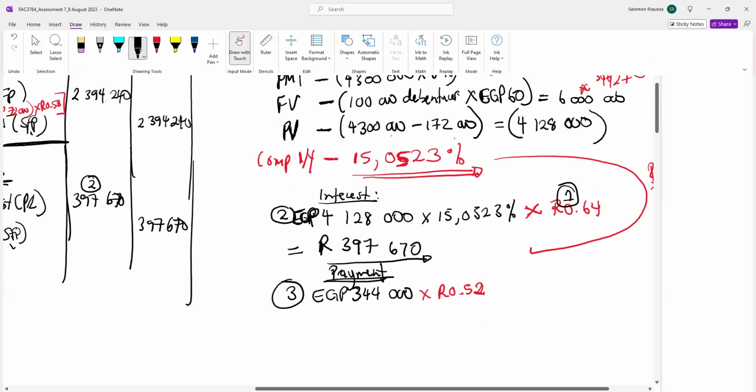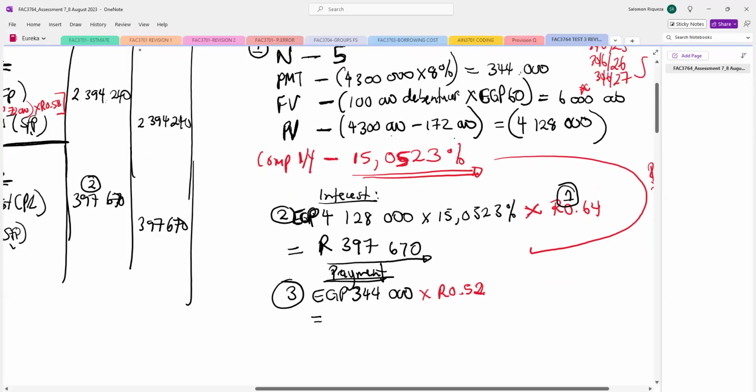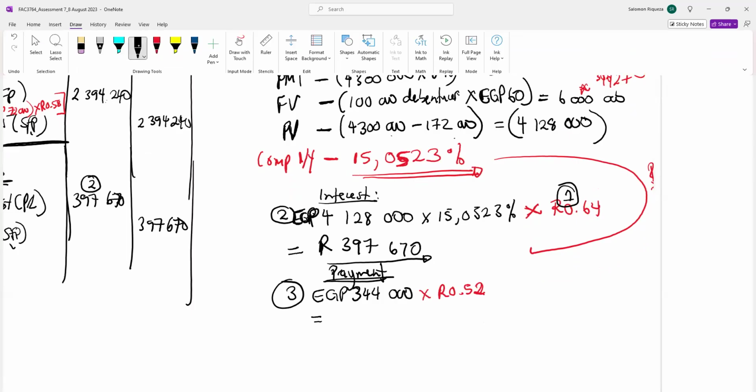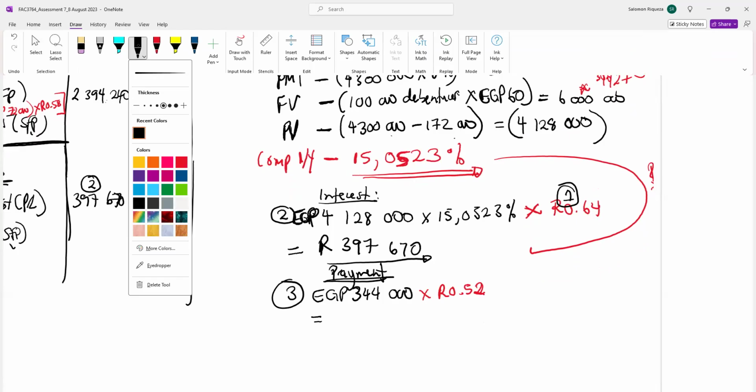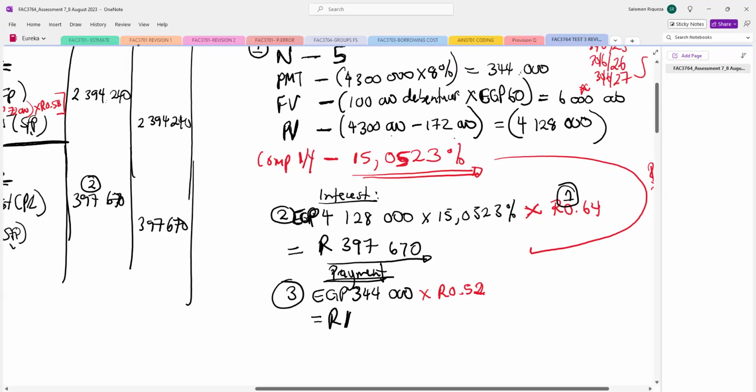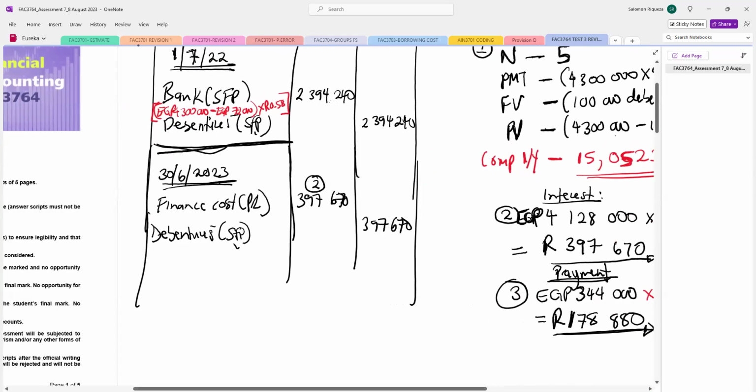And then I'll get my value from there. Okay, so I'm getting in rand now 178,880. That's my rand value. Please confirm if you're getting the same. Yes, it's correct. Right, so this is paid. Now we are no longer owing the full amount because we paid a portion, okay?